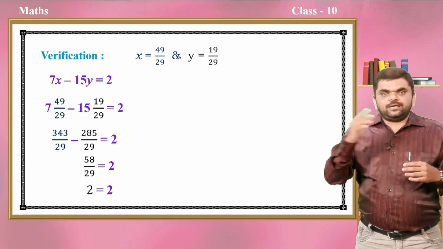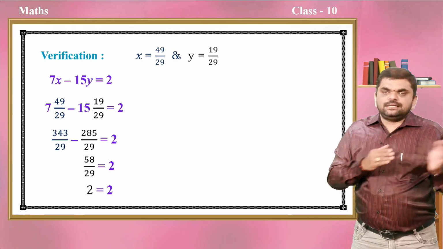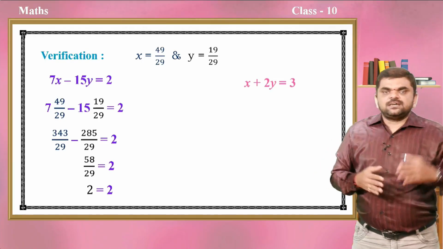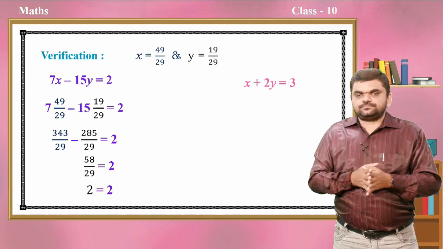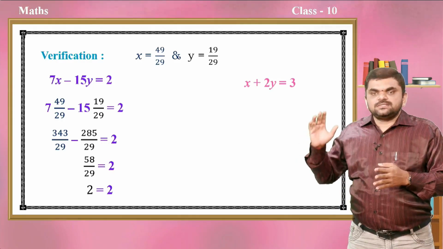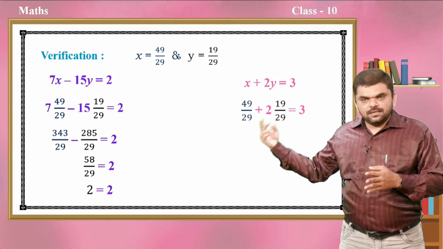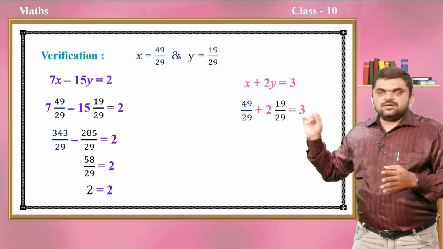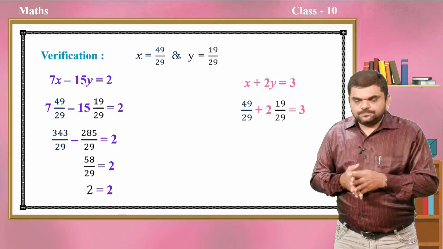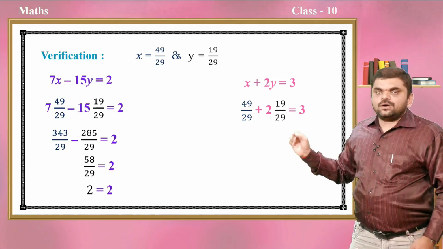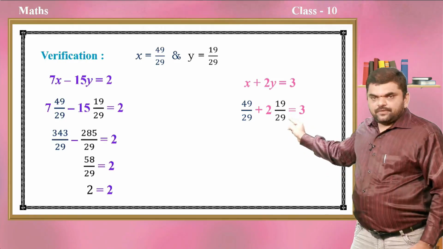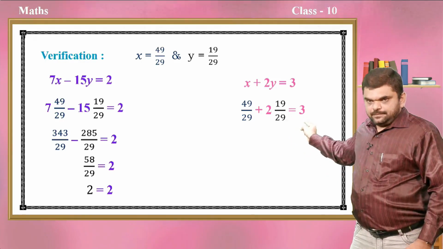29 ones are 29, twos are 2, that is 2 equals 2, that is LHS is equal to RHS, and our solution is exactly correct. Substitute the same values in the other equation, that is x plus 2y is equal to 3: 49 by 29 plus 2 into 19 by 29 is equal to 3.